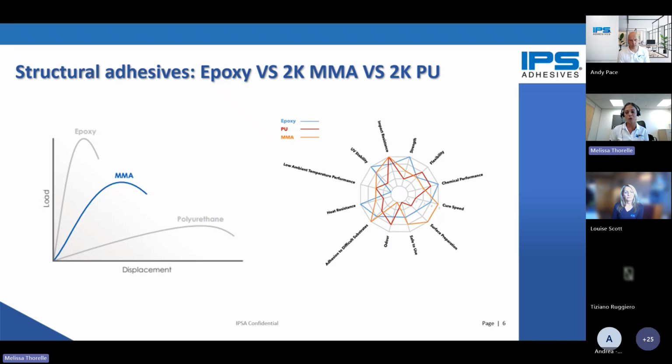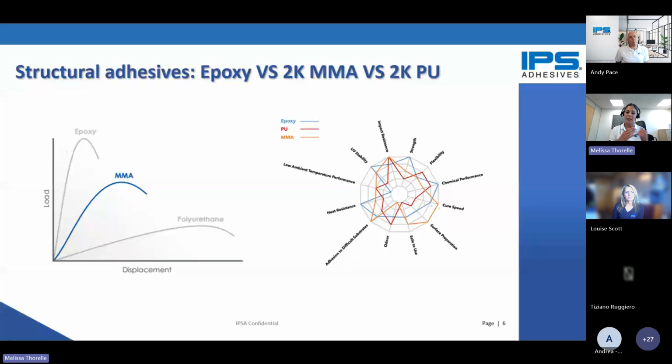But in the meantime, you also have some drawbacks. The curing is much slower compared to an MMA. Usually you need a few hours up to a few days, and sometimes you even need a post-curing to have the full properties of the epoxy. And also, for the adhesion on some substrates, usually you need some surface preparation to achieve good performance.